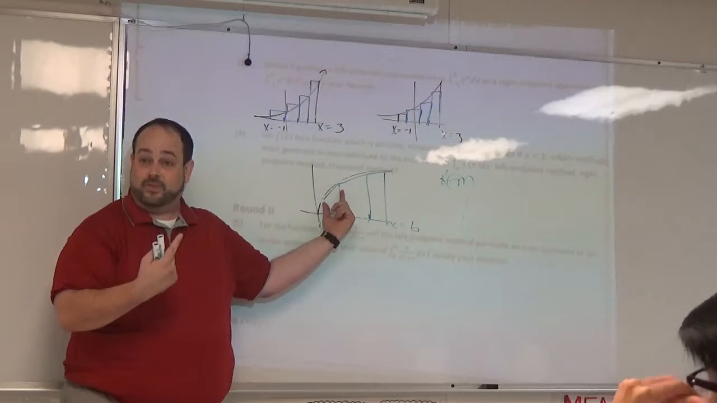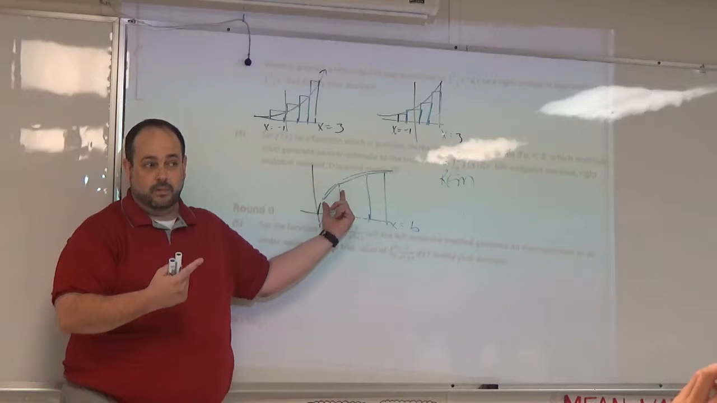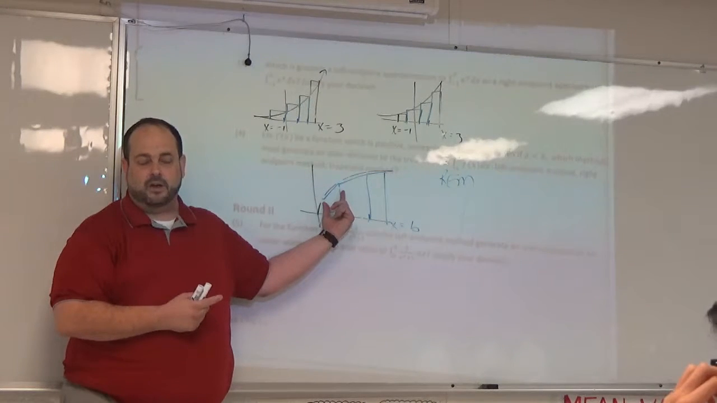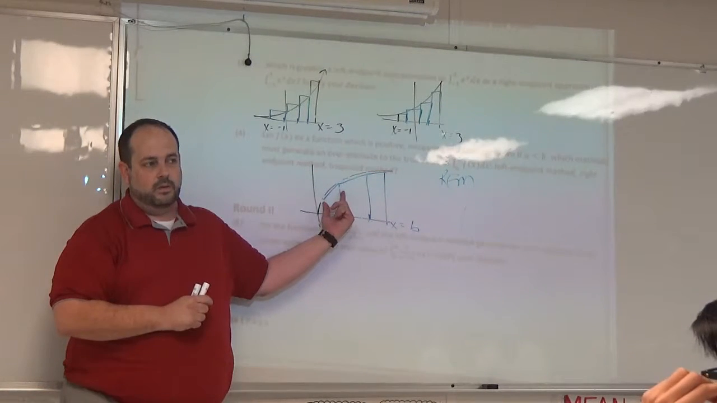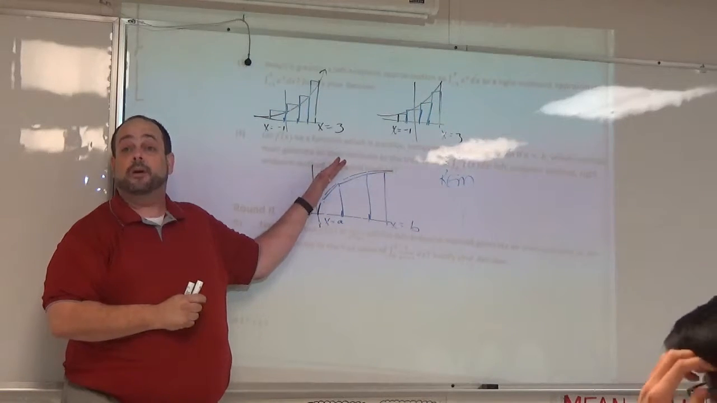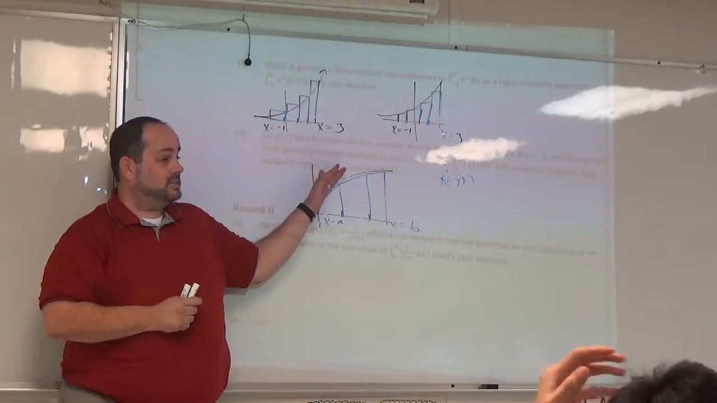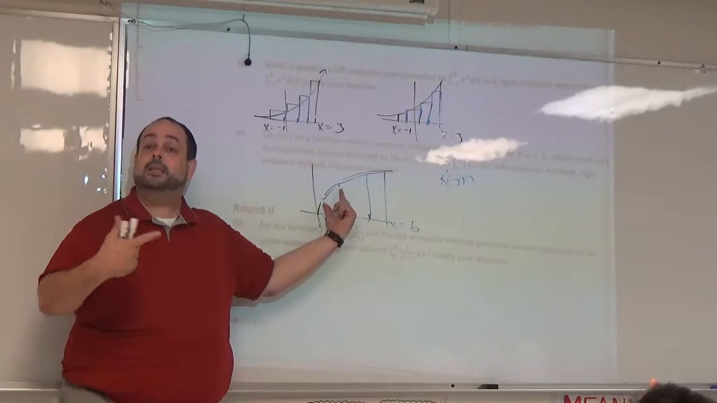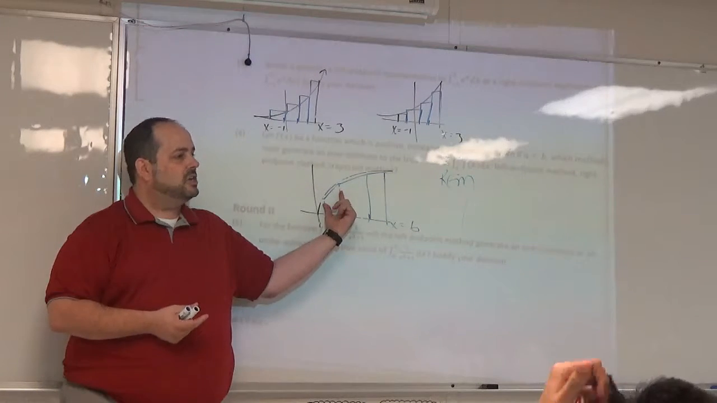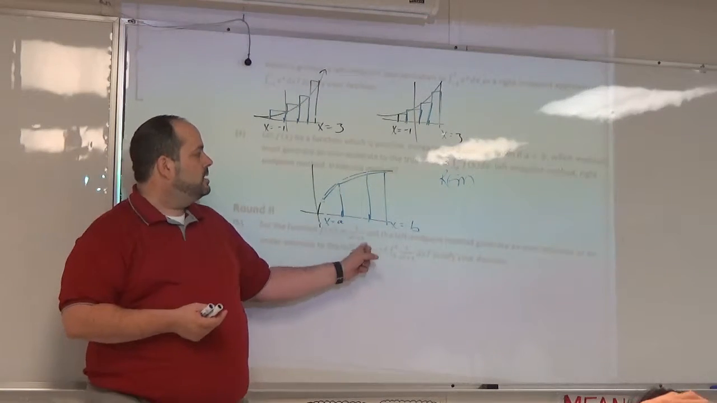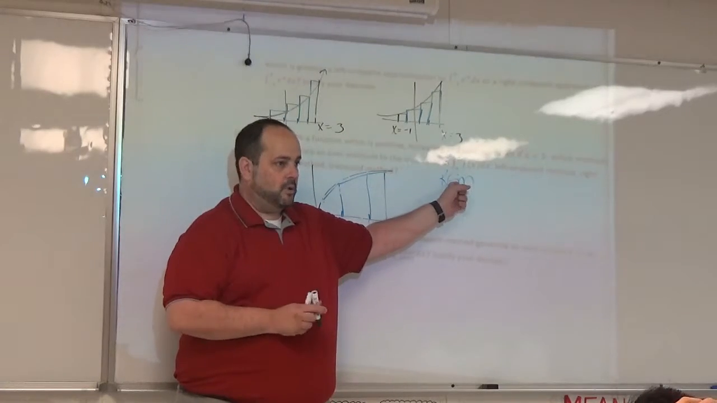What kind of line's above the graph for concave down? Tangent lines are above the graph. Tangent lines would be overestimates. Secant lines are below the graph. Secant lines are going to generate underestimates for the area. So the only one that's going to work here is the right endpoint method.